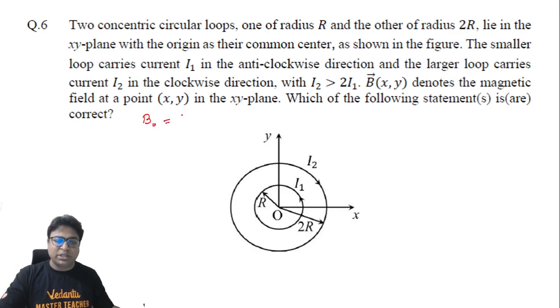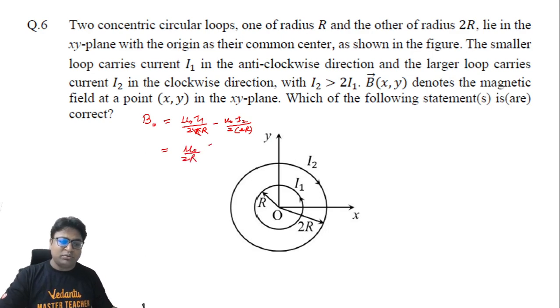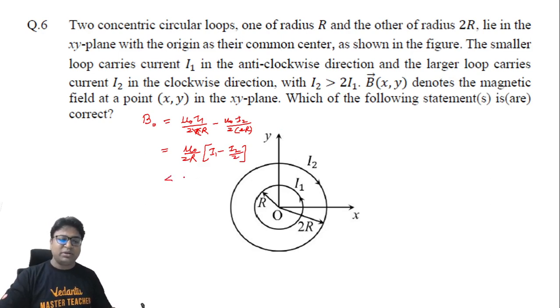So this would be written as mu naught I1 by 2 pi r, or rather 2r only, minus mu naught I2 by 2 times of 2r. Now since I2 is more than 2 times of I1, if I pull out mu naught by 2r as the common quantity, we get I1 minus I2 by 2. And since I2 is more than 2 times the value of I1, we are going to get a negative number here.